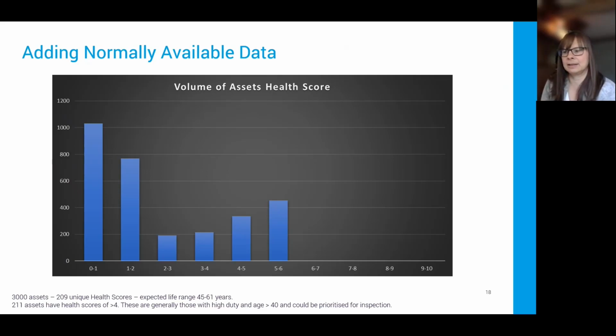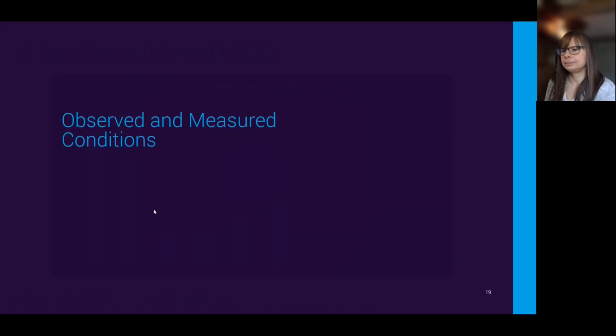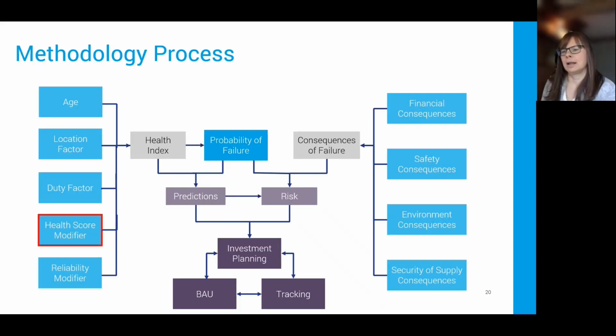And again, they're capped at that 5.5. So you'd really want to prioritise some of these worse location, higher duty assets potentially for inspection if you haven't got inspection data for them. So that's what the graph looks like at that point. So now we'll move on and look at observed and measured conditions.